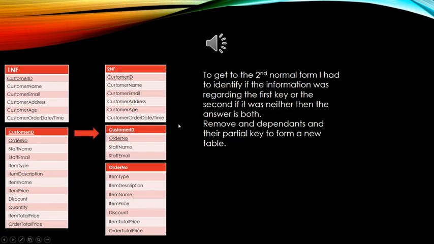And to get to the second normal form, I had to identify if the information regarding this key was for the first or for the second. If it was neither, then the answer would be both. I removed all the dependents and the partial key to form a new table.